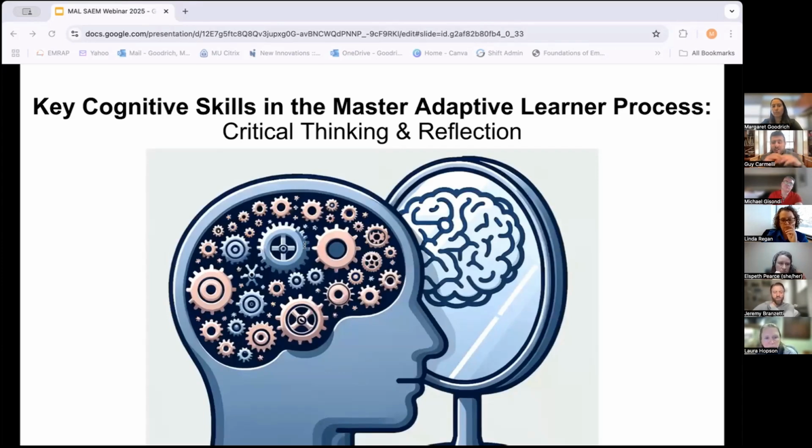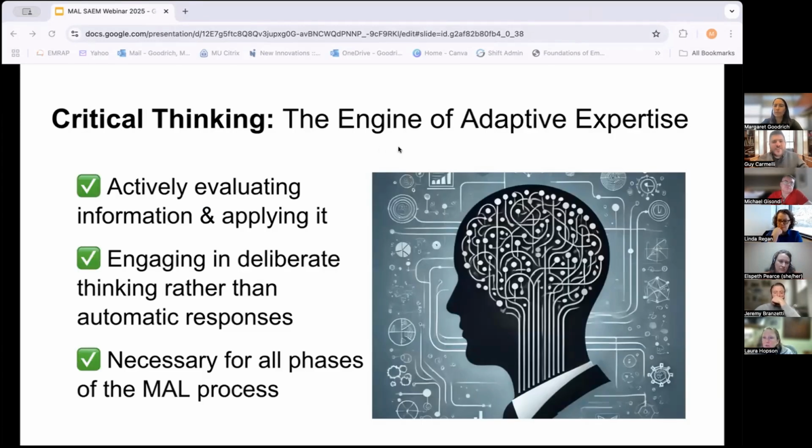Also part of the Master Adaptive Learner framework, they discuss these cognitive and metacognitive skills that you can develop and really hone in on throughout your career. And it can go a long way toward becoming adaptive expertise. I'm going to be focusing on two of the ones that were discussed a lot, critical thinking and reflection. Okay, so let's start by looking at critical thinking.